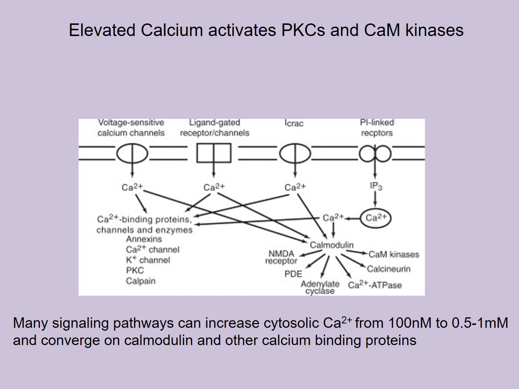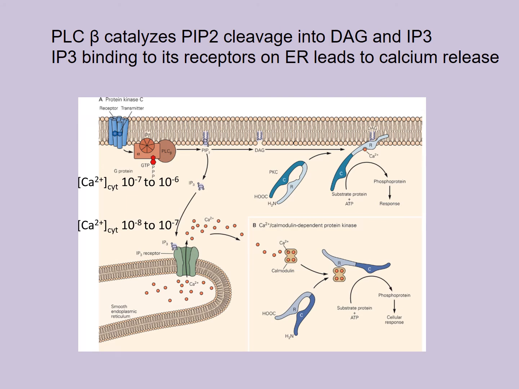Now, this calcium can exert its effects directly. There are different calcium binding proteins, so it can bind channels, it can bind enzymes. However, lots of its effects are exerted through binding to calmodulin. So we're going to spend some time describing calmodulin here, but this is just a slide to remind you how PLC beta will catalyze cleavage leading to calcium release from the endoplasmic reticulum.